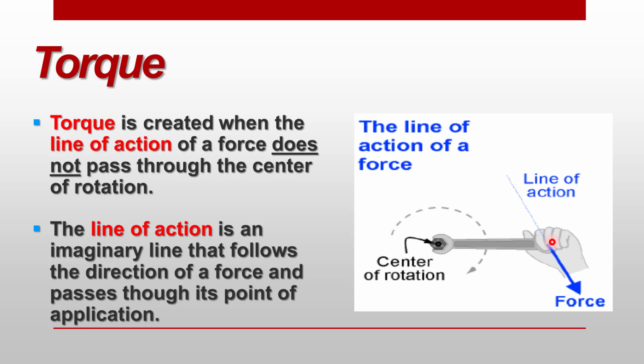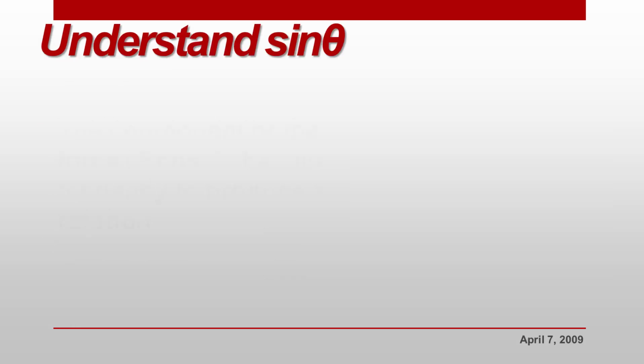Or if we are applying force parallel to this spanner, then what will happen? If we extend that force in the backward direction, that line of action of force will pass through the center of rotation. Then again, no torque will be produced. So if the line of action of force is passing through the center of rotation, there will be no torque. Keep this in mind. There must be some distance between the line of action of force and the center of rotation, and it should not pass through the center of rotation to produce the torque.